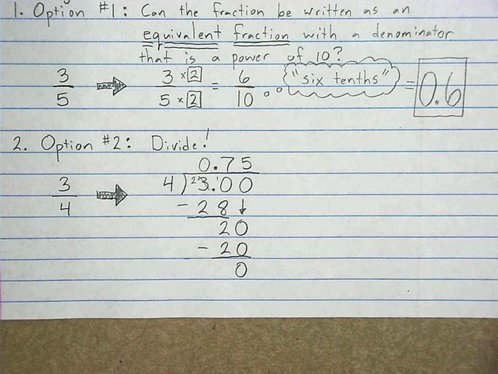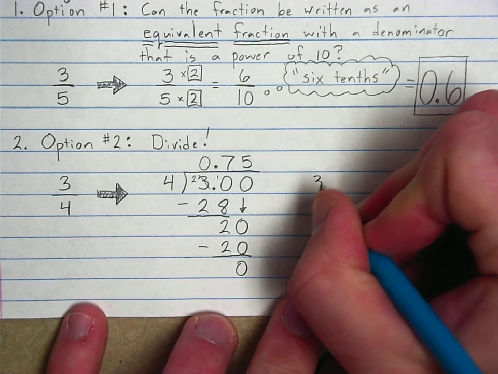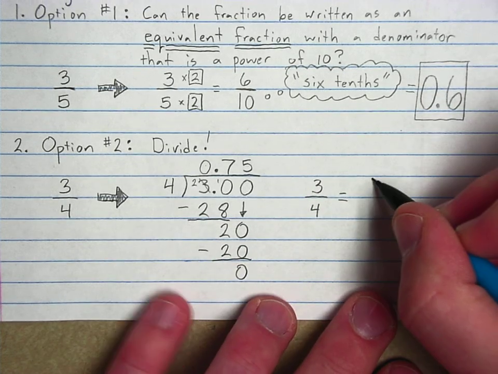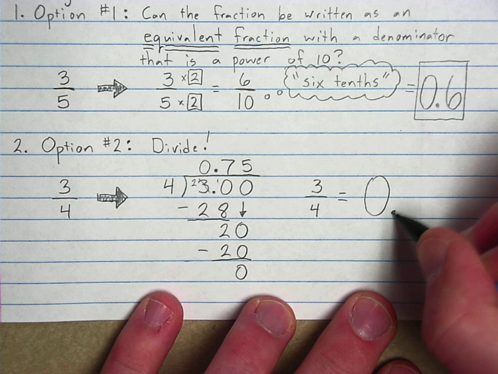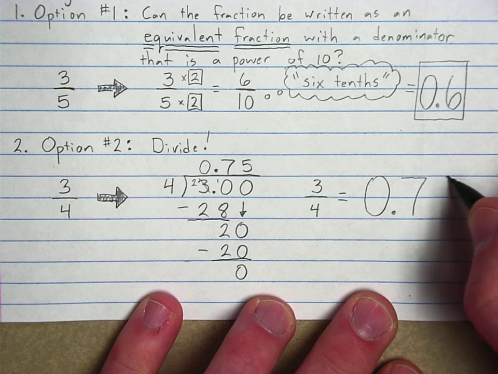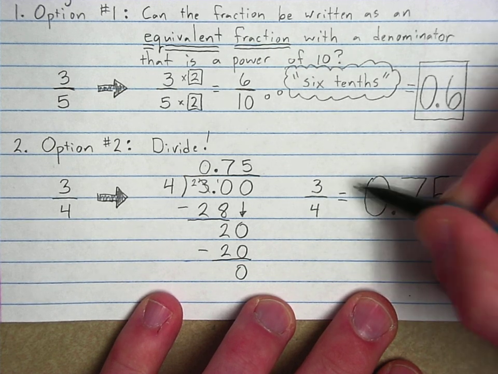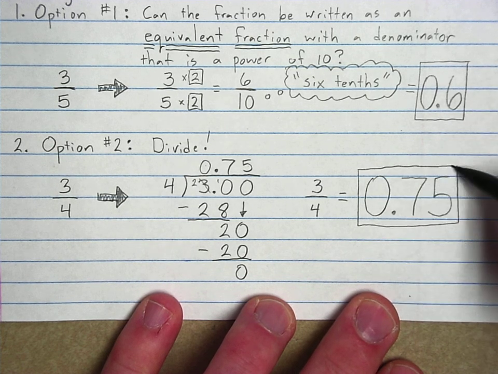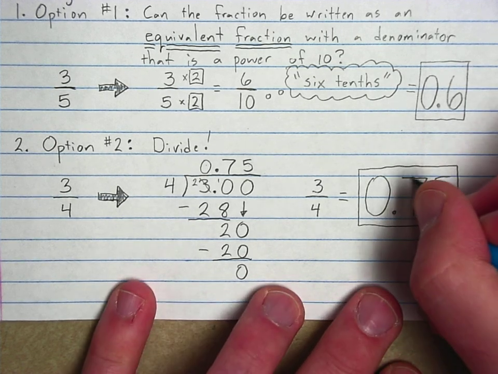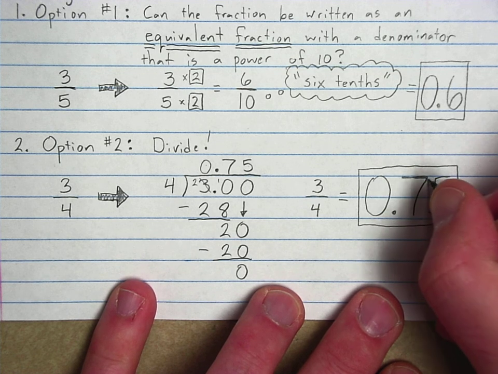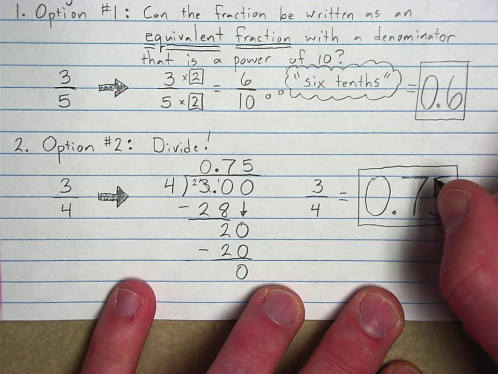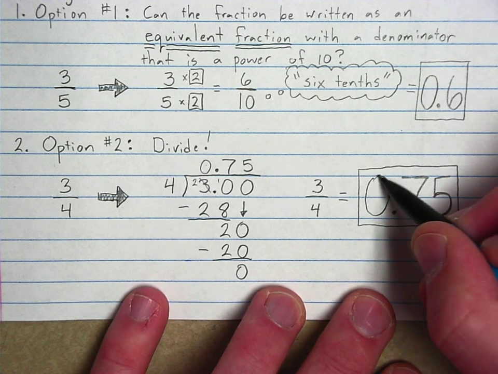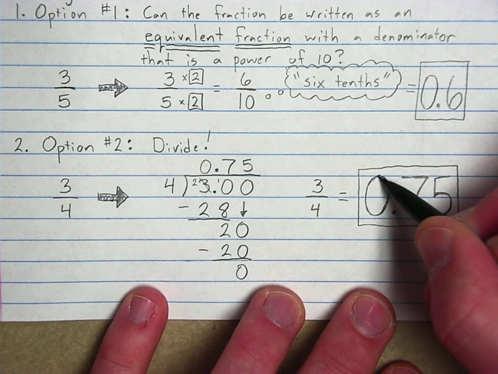So 3/4, I'm going to write it over here. 3/4 is equivalent, it's the same, as 75/100ths. And again, for those of you who are liking the idea of writing equivalent fractions, you may have already recognized that. If I had multiplied 4 times 25 to get to 100, I would have multiplied 3 times 25 to get to my 75.